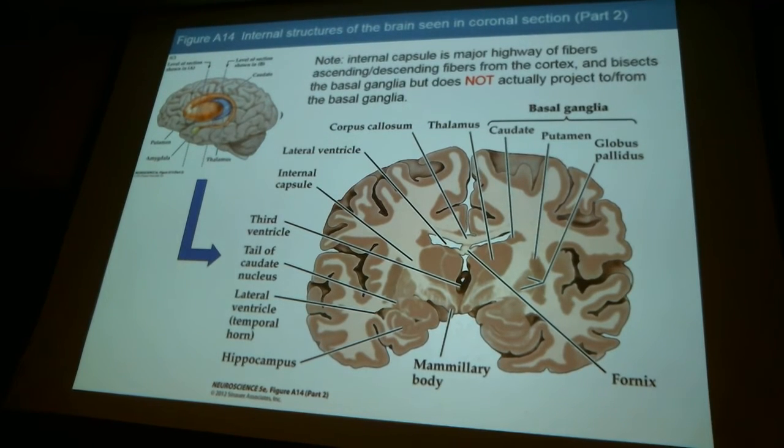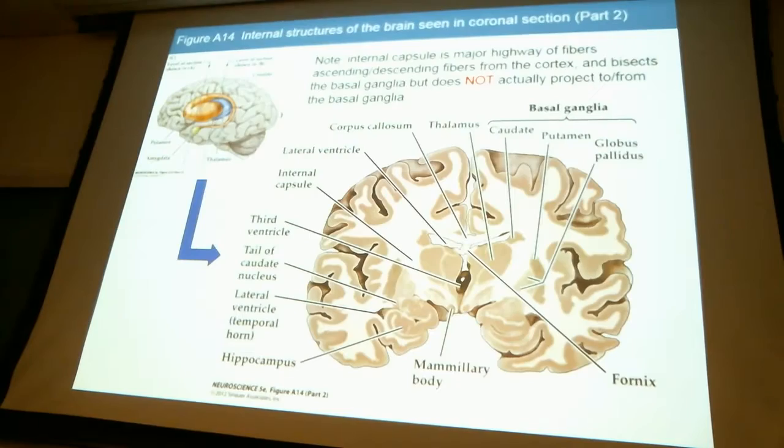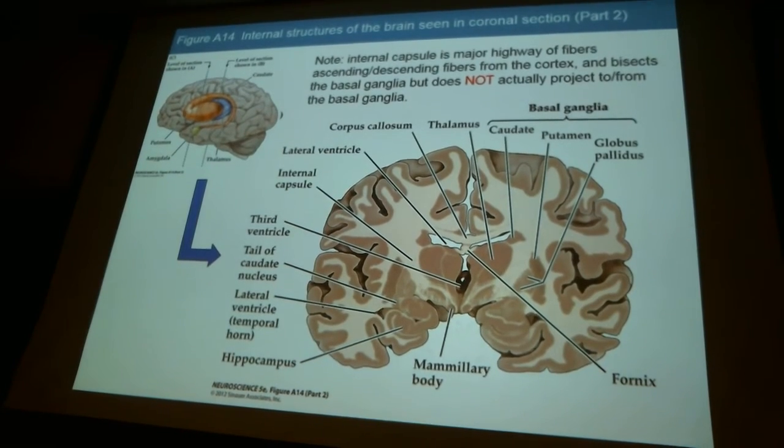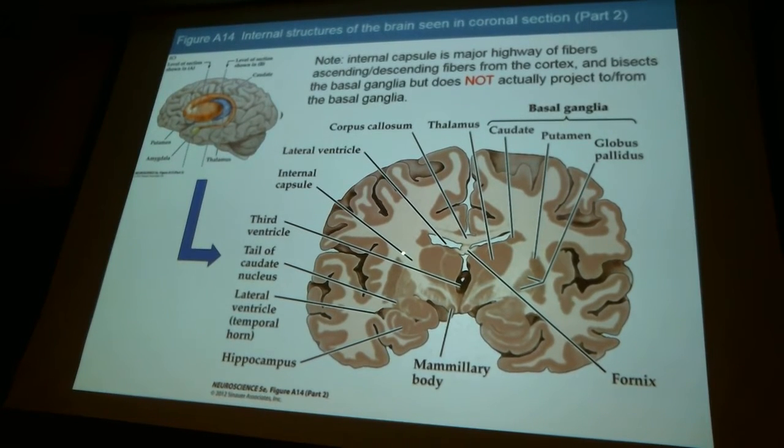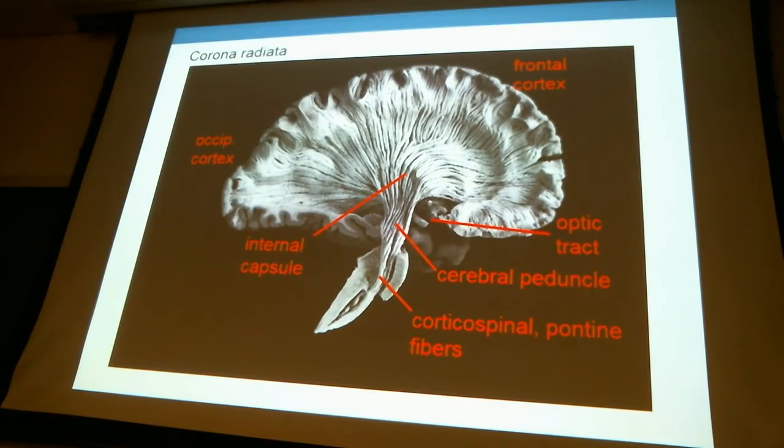Okay. So I think next, we talked a little bit about the internal capsule. And you can see this is internal capsule right here. So that has gotten really big. And that's because this is the superhighway that takes the axons from the cortical layers in and out of the forebrain. Okay. So I'm going to show you what this internal capsule is from another point of view.